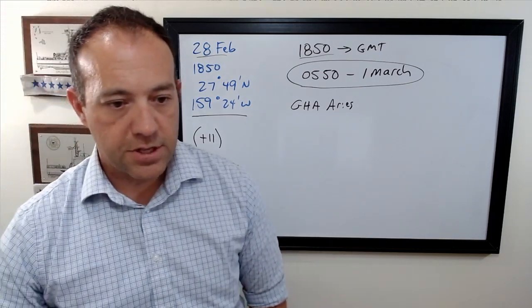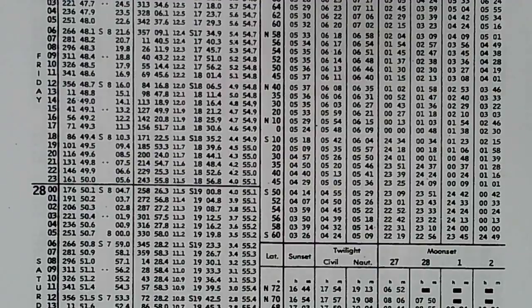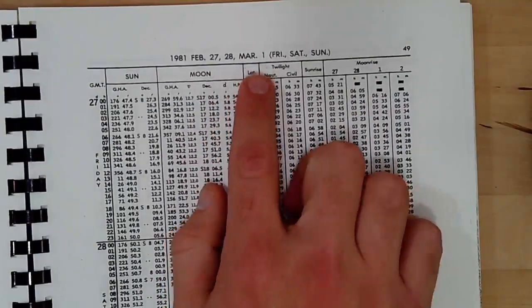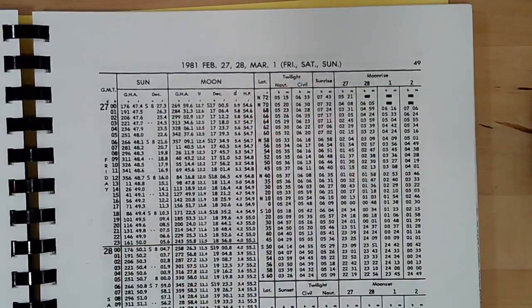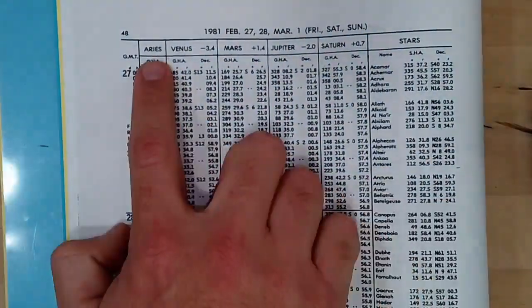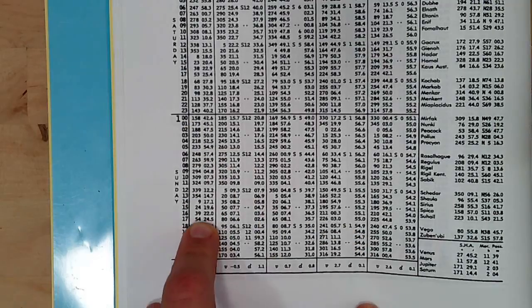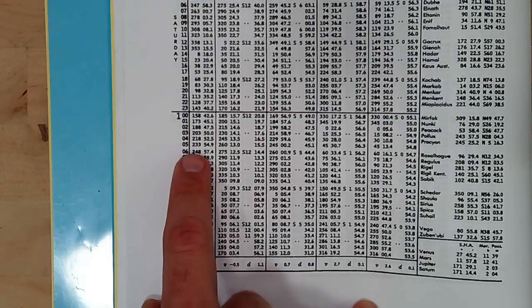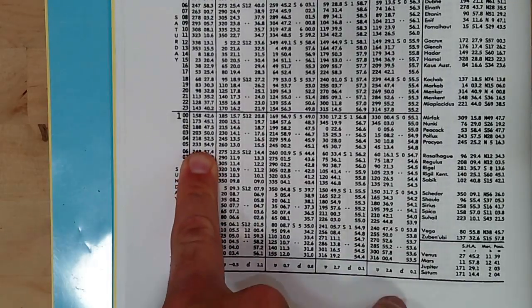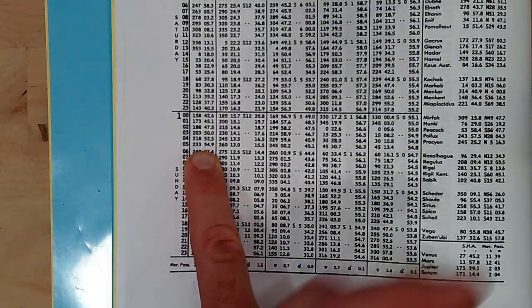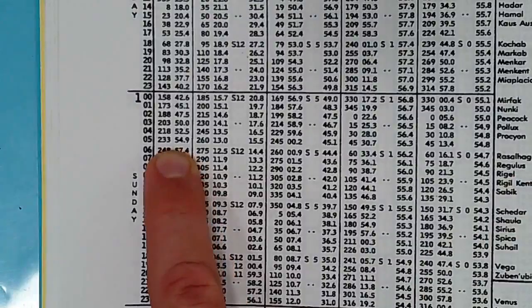All right, so we'll flip over to the nautical almanac here. And we're looking for 1 March. Over here is all the sun and the moon stuff. So we're going to shift over to the port side here, or the left side, and we've got Aries. So the 27th, 28th, the 1st of March. If I look at 0500, the GHA of Aries is 233 degrees and 54.9 minutes. Just zoom in real quick so you can see that.